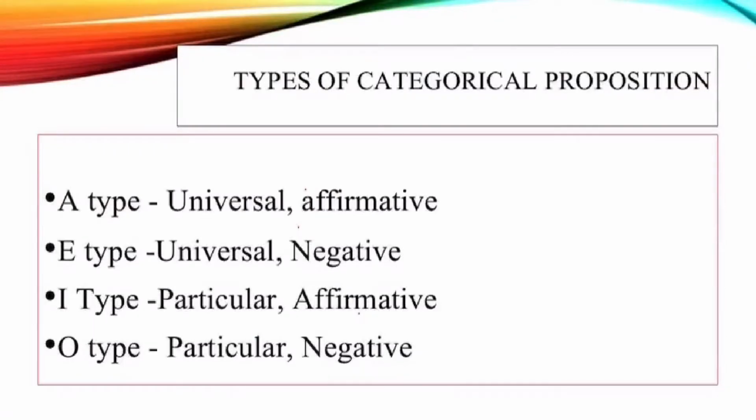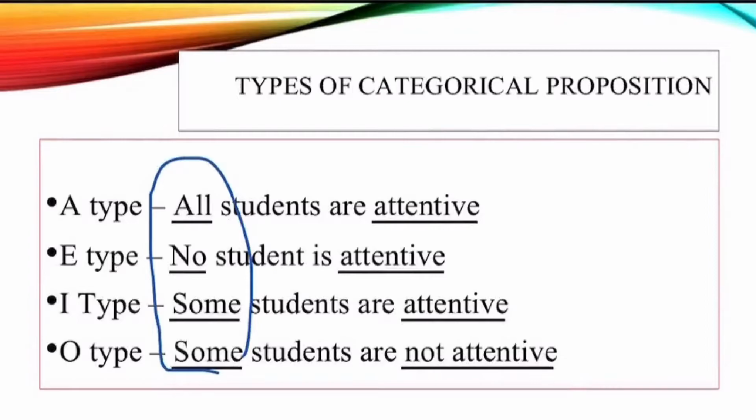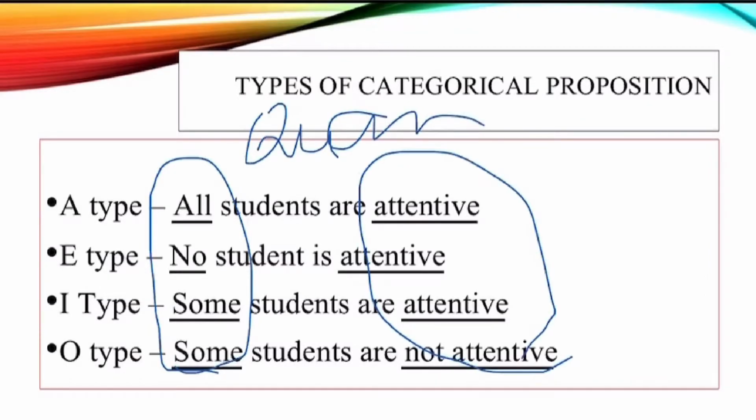In the last type, O-type, the quantity is particular and the quality is negative. For example, some students are not attentive. That example would be coming under O-type proposition. These are the examples that we discussed for the different types of categorical proposition. Here, this indicates the quantity and these indicate the quality.